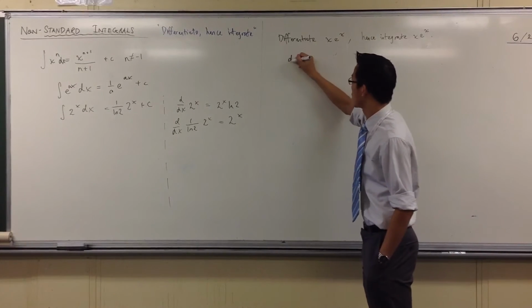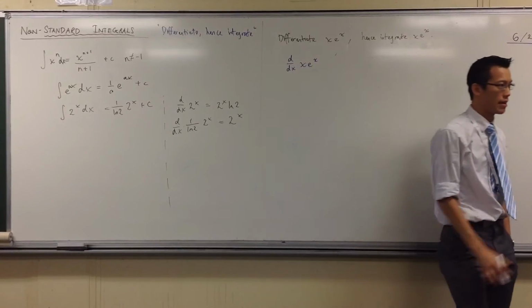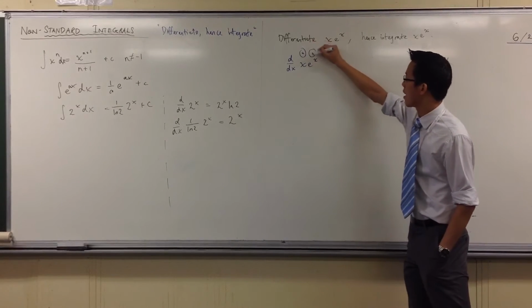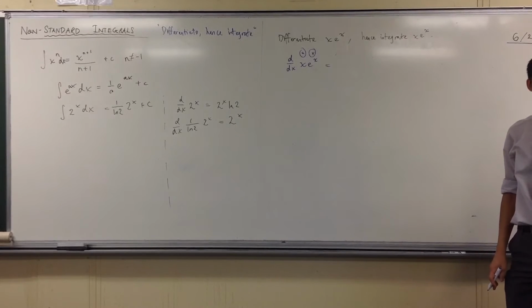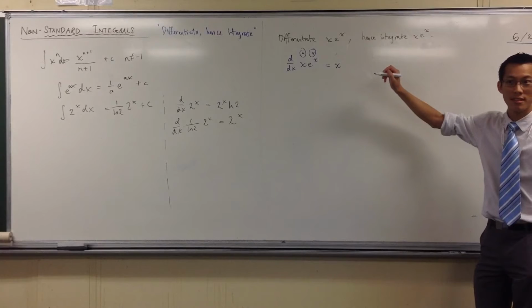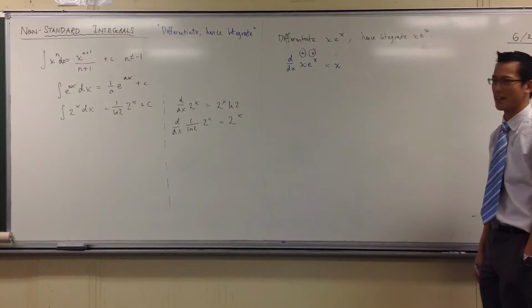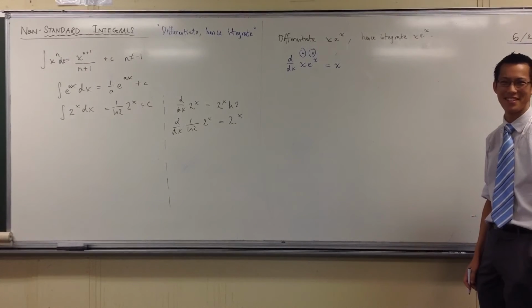Let's follow their steps. So they've said differentiate x e to the x. Right. It's just a product. u there, v there. What are you going to write? x. Wait, is that it? Wow, this is a much simpler derivative than I thought it was.